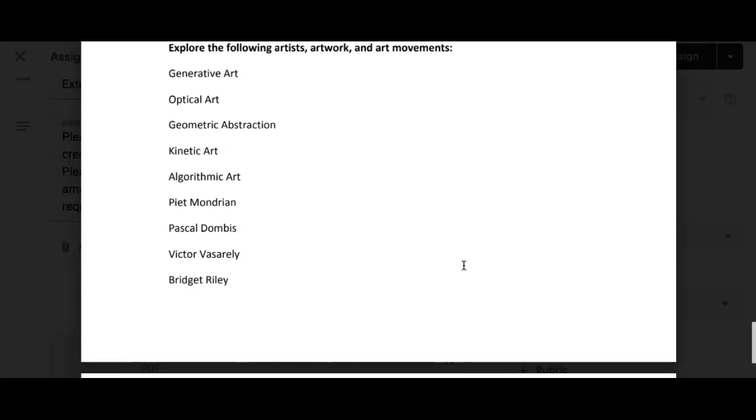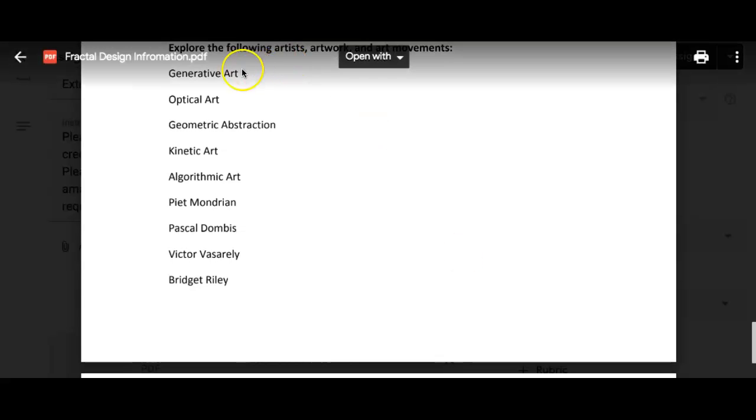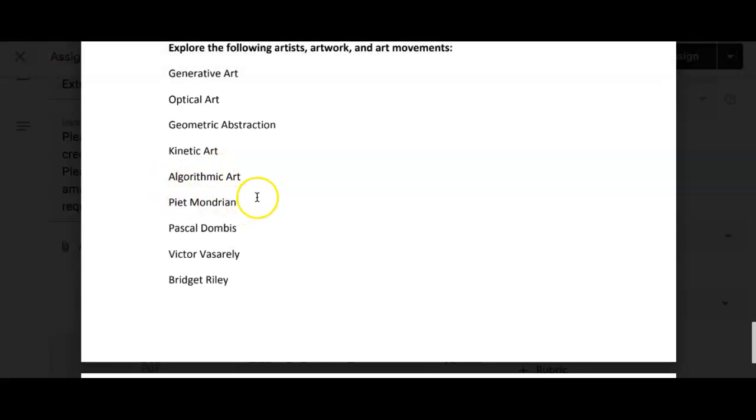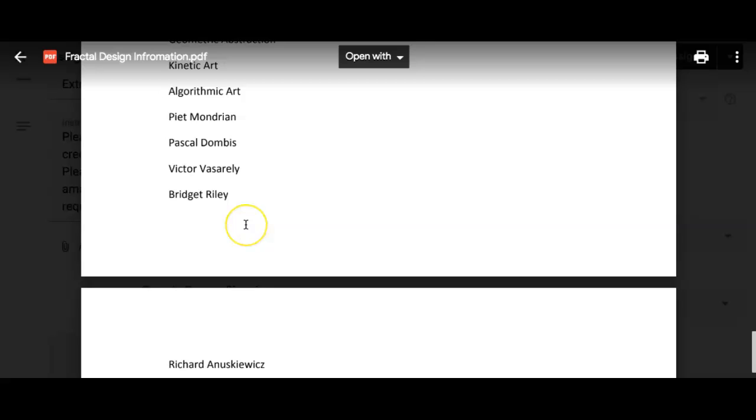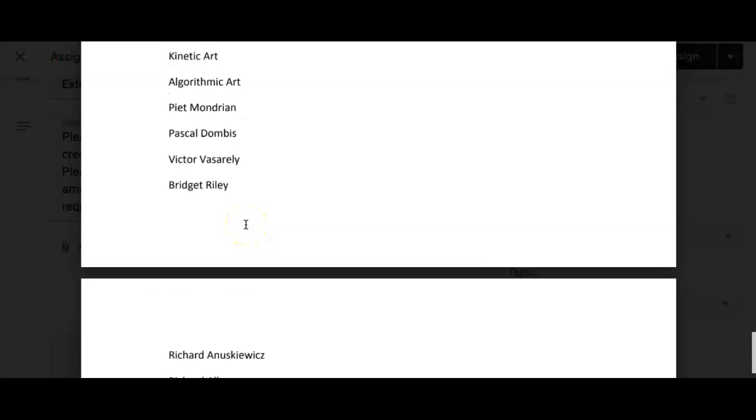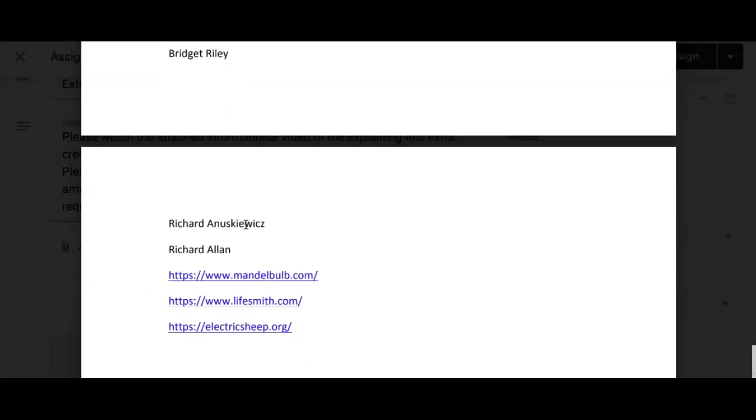Here's some more things that you could research to add on to your fractal design. You could research any of these additional pieces of information. There's some artists here, there's some art movements, and some of these artists are optical artists. There's a whole movement called op art or optical art. And then there's some websites that you can also look into if you wanted to further research different fractal art.